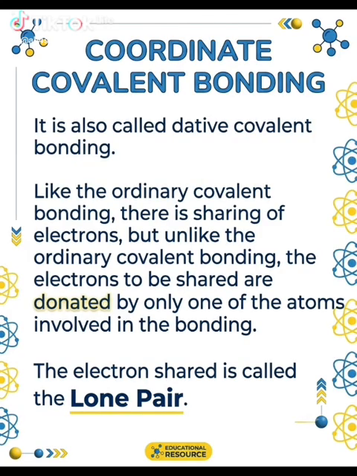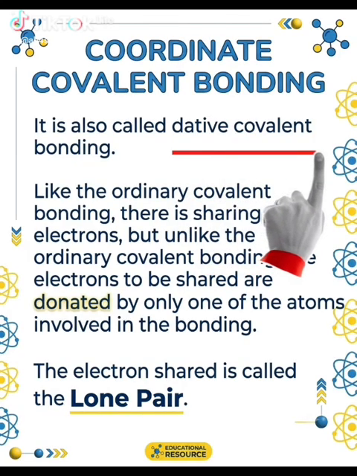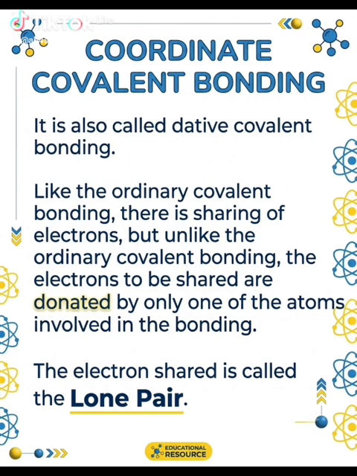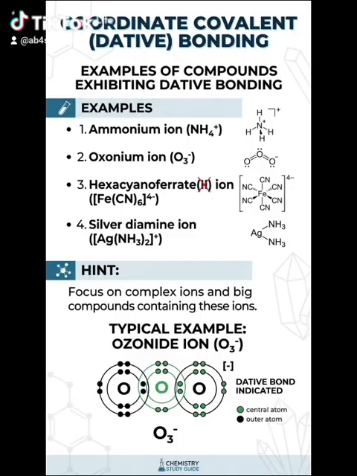Coordinate covalent bonding, also known as dative covalent bonding. The difference between the ordinary covalent bonding and the coordinate covalent bonding is that in ordinary covalent bonding, there is the sharing of electrons among 2 atoms. But with coordinate covalent bonding, only one atom donates the electrons to be shared. The electron pair shared is called the lone pair.